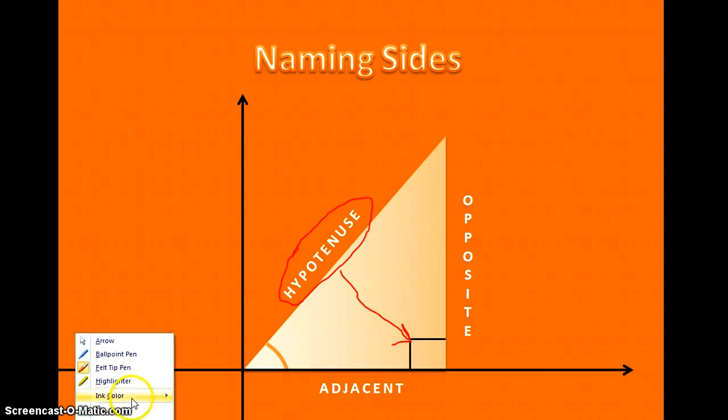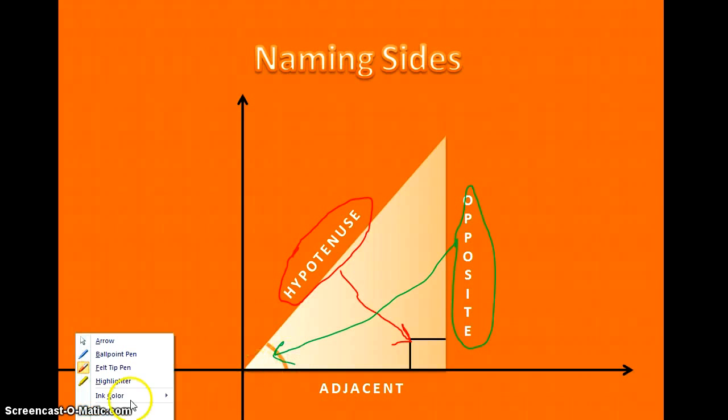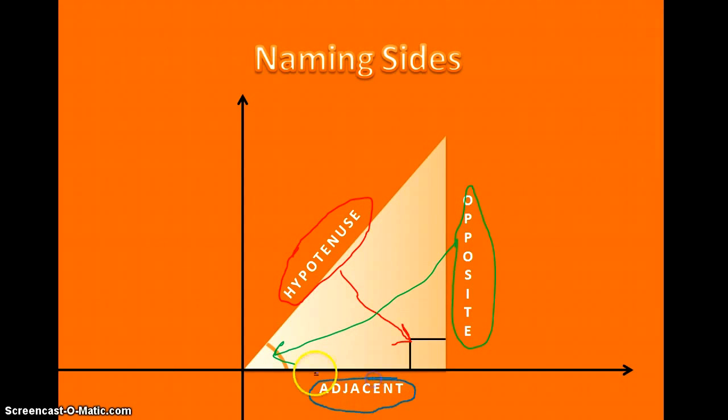Second, we have the opposite side. The opposite side is always directly across or directly opposite from the central angle that we have here. Third, we have the adjacent side, and the adjacent side is always the side that is right next to the central angle, the angle that forms an angle with the hypotenuse. That is the angle we are looking at.